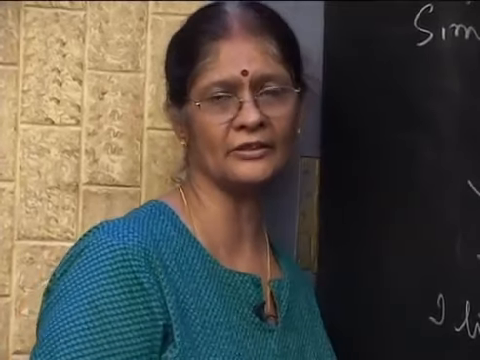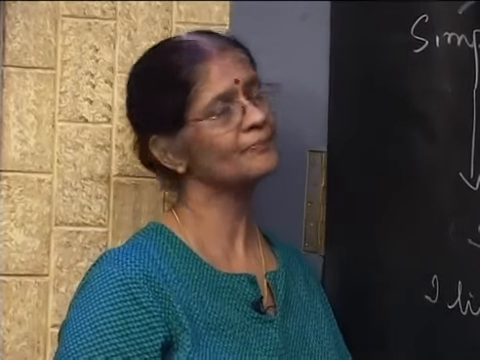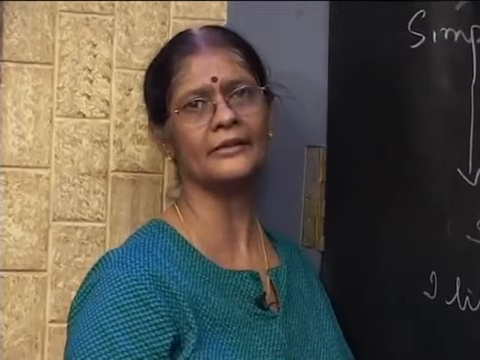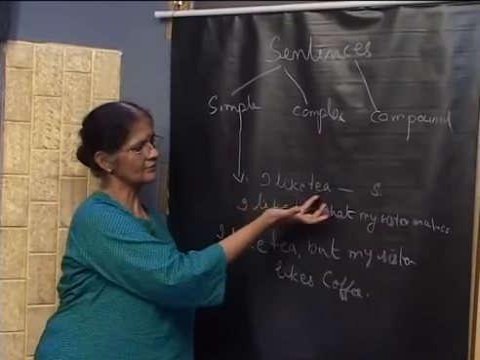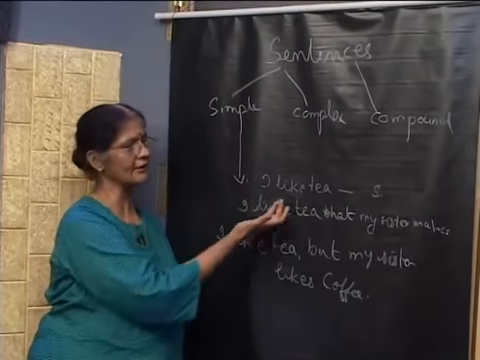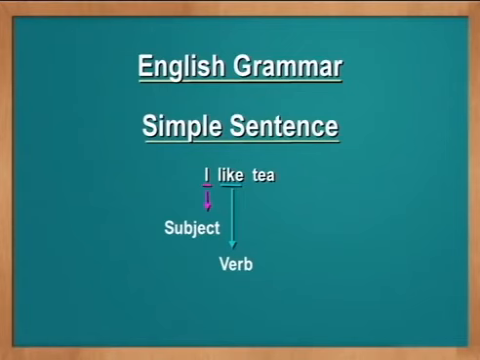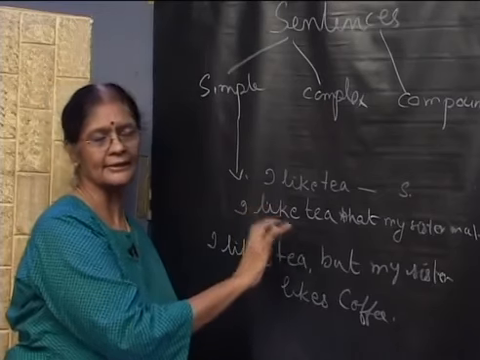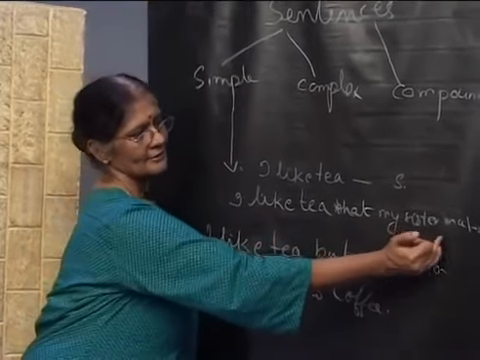Now that we have finished dealing with clauses, let me tell you how clauses can make different types of sentences. Sentences we can roughly divide into three categories: simple sentences, complex sentences, and compound sentences. Now, let us look at this sentence, I like tea. It's an independent clause, as I told you before, and this is a simple sentence because it has a subject and a verb. So it conveys a complete idea.